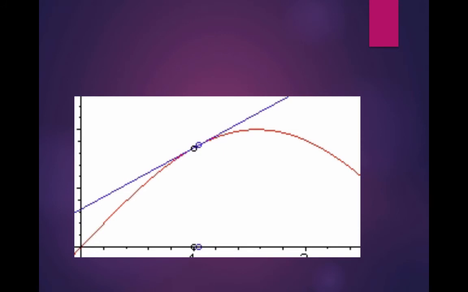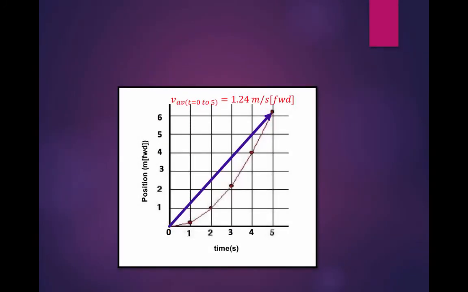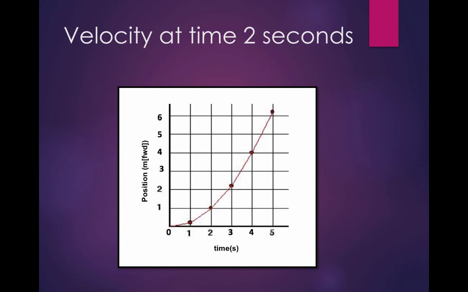Let's use our first graph's data and see if we can calculate instantaneous velocity. From time 0 to 5 seconds, we calculated the slope to be 1.24 meters per second forwards. Now let's calculate the velocity at time 2 seconds. To do so, we'll draw a tangent line at 2 seconds, a line that touches the curve at 2 seconds but does not intersect the curve. Now we'll calculate the slope of the black tangent line and we'll have the instantaneous velocity at 2 seconds.